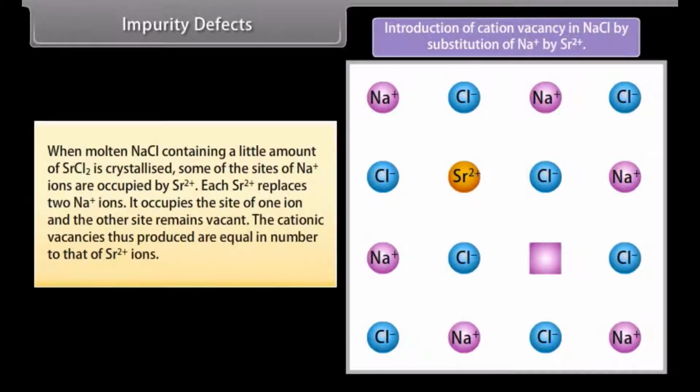Impurity defects. When molten NaCl containing a little amount of SrCl₂ is crystallized, some of the sites of Na⁺ ions are occupied by Sr²⁺, as depicted in the figure below. Each Sr²⁺ replaces two Na⁺ ions. It occupies the site of one ion and the other site remains vacant. The cationic vacancies thus produced are equal in number to that of Sr²⁺ ions.